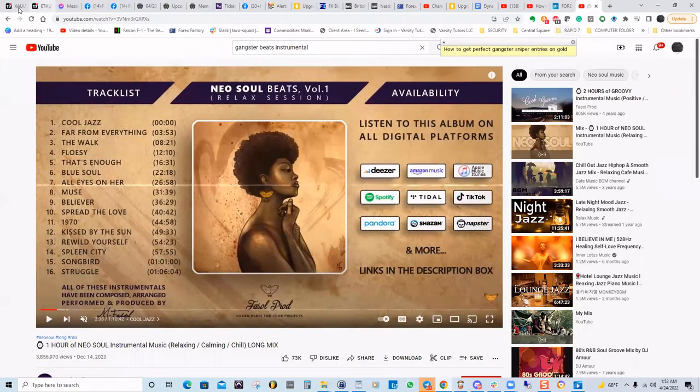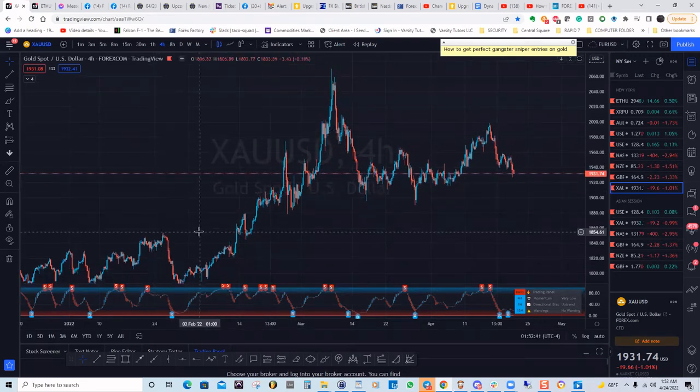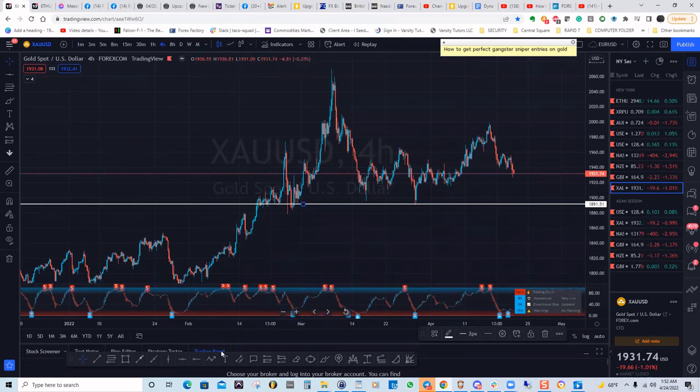Let's go back to gold here real fast. Okay, so how to get perfect sniper entries on gold. First thing I gotta do is mark up your chart, man. So if you can mark your chart up, then just simply mark it up. Look for areas of rejection in the market. This is a nice area of rejection in the market right there, boom.